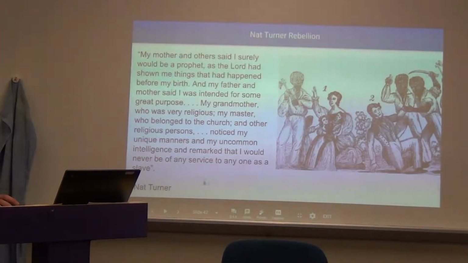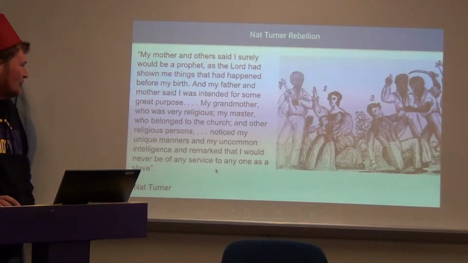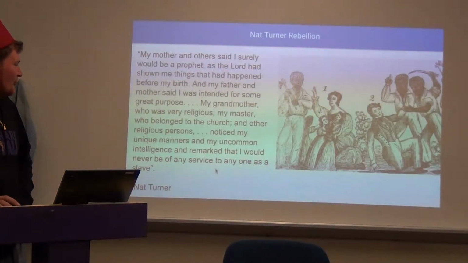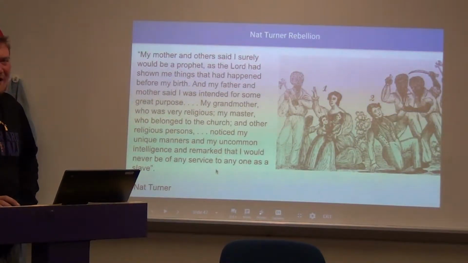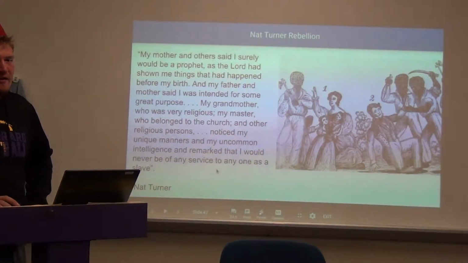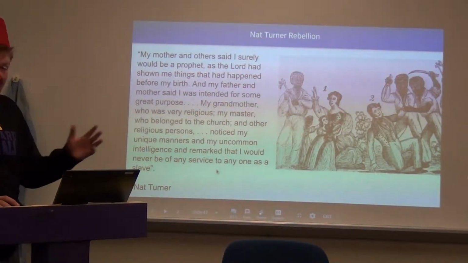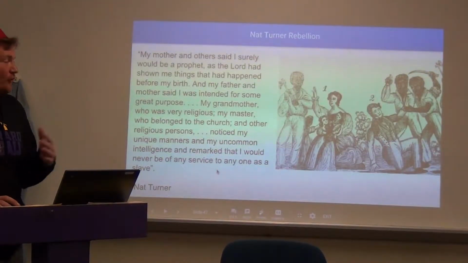My grandmother, who was very religious, my master, who belonged to the church, and other religious persons noticed my unique manners and my uncommon intelligence, and remarked that I would never be of any service to anyone as a slave. Nat Turner was a very smart slave, not just for a slave, but for any person. He was very intelligent. This worried slave masters.